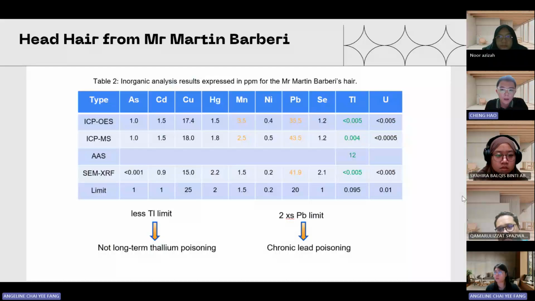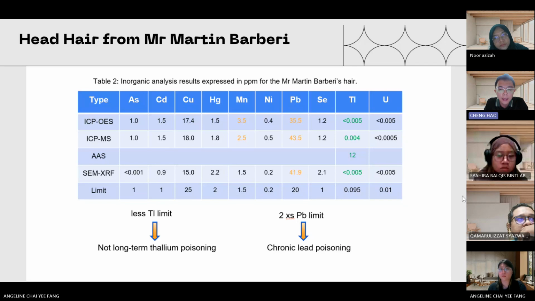Next sample is Martin's hair. From the table, we can see the thallium content in his hair was less than limit, and the hair samples showed no damage to the roots by using SEM-XRF, indicating that he had not been exposed to thallium for a long time. Meanwhile, the manganese and lead content in his hair was slightly higher than the limit. It is not the main reason to admit to hospital. It may be related to his job because Mr. Martin is a public health inspector.